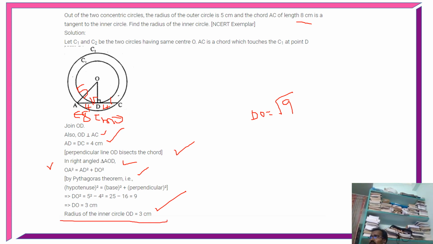Once again I am repeating, students, whatever you learned in class 9, if you draw any line segment from the center of the circle to the chord of the circle, it is a perpendicular bisector. Here OD is the radius of the small circle, and AC is the chord of the small circle, the inner circle, so it is a perpendicular bisector. OA is the radius of the outer circle, or bigger circle, that is 5 centimeters. As we know OD is a perpendicular bisector, AD becomes 4 centimeters, CD also 4 centimeters. In triangle OAD, as it is a right triangle, apply Pythagoras theorem, then we get the radius of the inner circle as 3 centimeters. Let us go to the next slide, students.